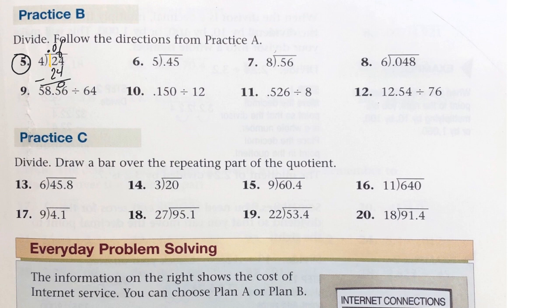5 can go into 45 9 times, because 9 times 5 is 45. The decimal gets put right on top of the quotient box and add a 0 to show the value that the 9 is not 9 tenths, it is 9 hundredths.